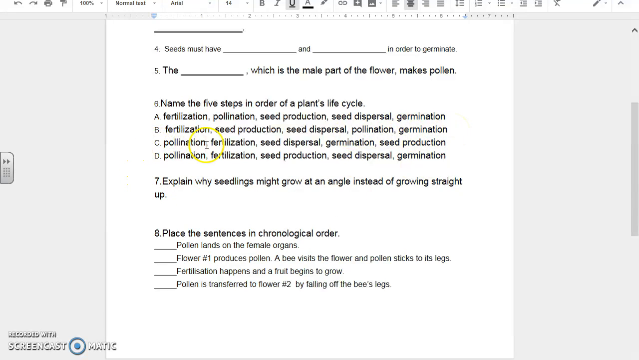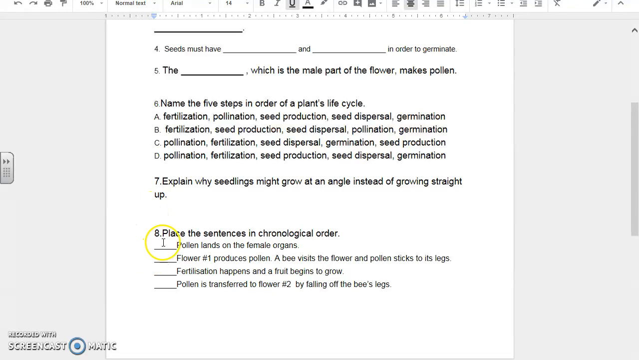C. Pollination, fertilization, seed dispersal, germination, seed production. D. Pollination, fertilization, seed production, seed dispersal, germination. Number 7. Explain why seedlings might grow at an angle instead of growing straight up.